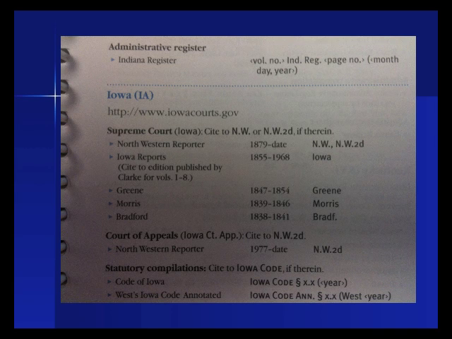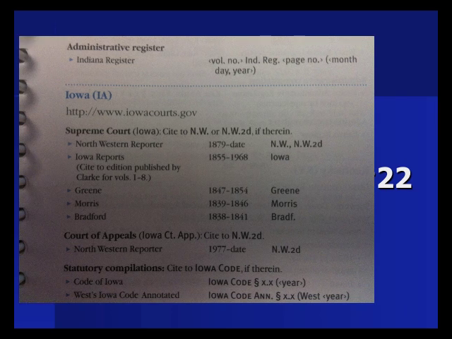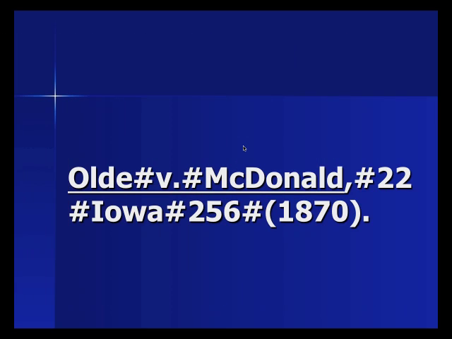The only information we need is the name of the jurisdiction. But wait a minute. That reporter title unambiguously conveys the name of the jurisdiction. Therefore, under Rule 10.4(b), we can eliminate Iowa from our parenthetical. The only information in our parenthetical is the date of decision.